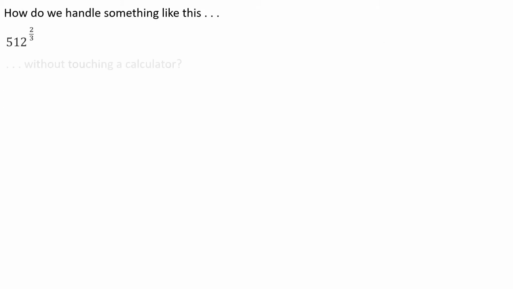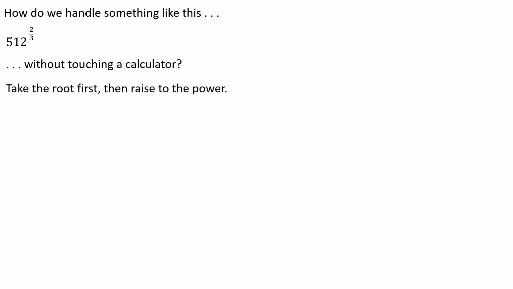So again, what if I come up with, I don't know, like 512 raised to the 2/3 power, and let's pretend I want to try to tackle this without a calculator, right? Now, the bottom of the fraction is going to be the root, and then the top of the fraction is a power. So when I see the exponent of 2/3, the 3 says, hey, take the cube root, and then the 2 says, hey, raise it to the second power.